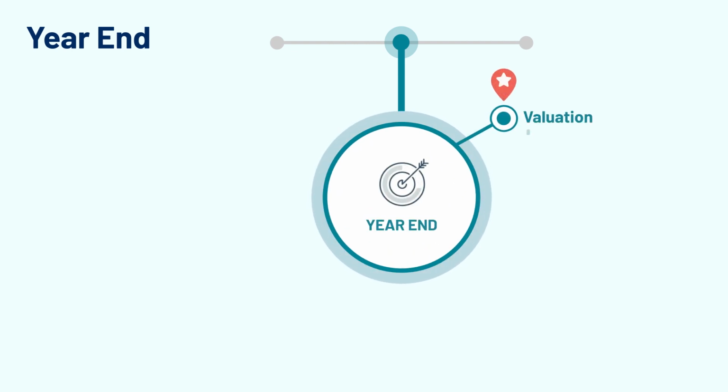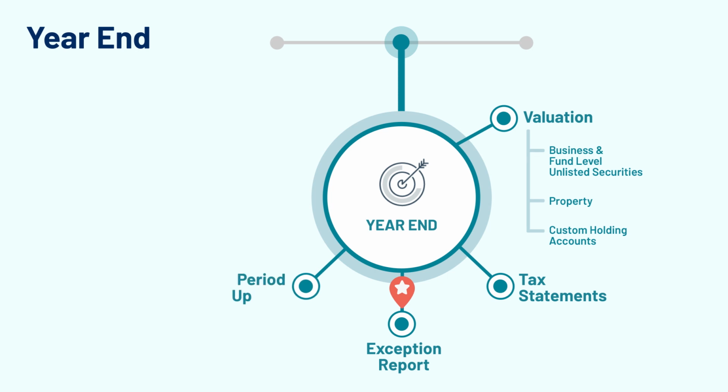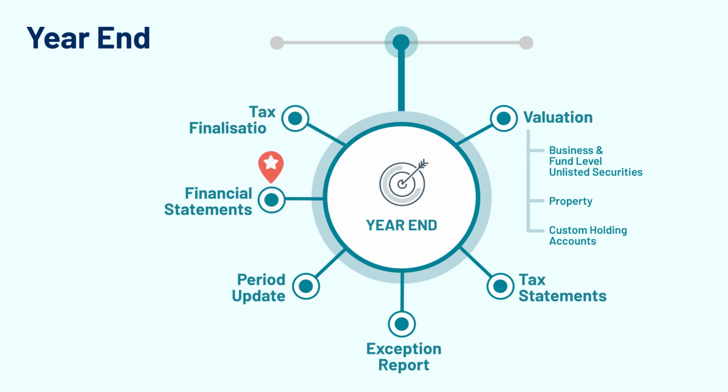Update any unlisted investment market valuations, check if any tax statements are required, check live exception reports for any fund details that need to be reconciled, run a period update at 30 June to calculate fund income allocations to member statements and finalise the financials, generate the financial statements, and then generate the tax returns through tax finalisation.